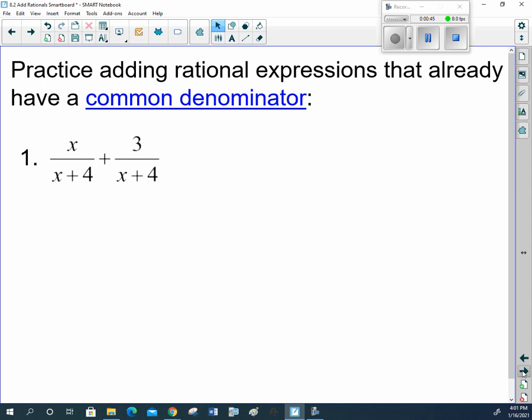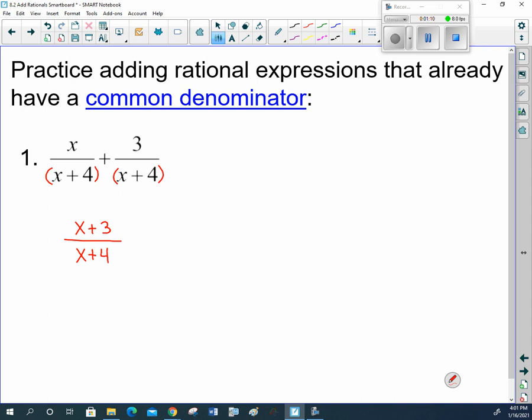So when I look at this one, x over x plus 4 plus 3 over x plus 4, I put little grouping symbols around these. The x plus 4s are the same factor, so these already have the same denominator. If they have the same denominator, we'll just go ahead and add the x plus 3 and put it over the common denominator. The lowest common denominator is x plus 4.